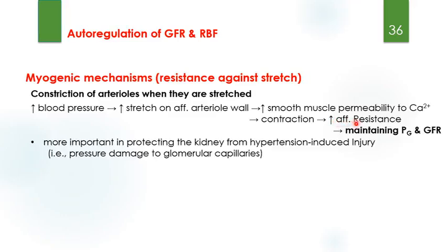This increased resistance is important in protecting the glomerular capillary from pressure damage. In hypertension, this can lead to damage to the kidneys, especially in chronic hypertension, and this mechanism is protecting. As you know, by increasing the afferent arteriolar resistance, the hydrostatic pressure will remain normal and the GFR will also be maintained. In this way, this mechanism can control GFR.